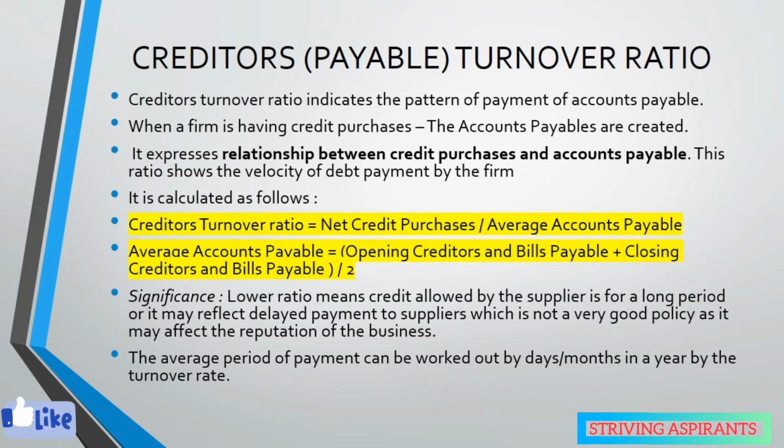When there is a low ratio here, it means the credit is allowed by the supplier for a long time, or it may reflect delayed payment to suppliers, which is not a good policy and will affect the reputation of a business. The average period of payment can be worked out by dividing the days or months in a year by the turnover rate.